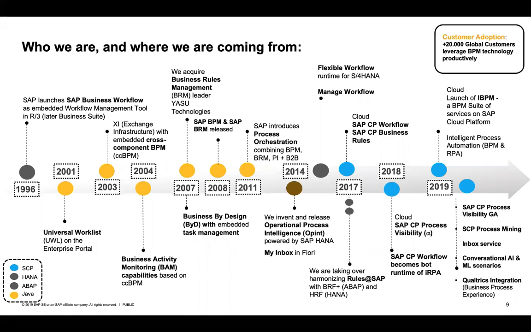Then earlier this year in August, we released SAP Cloud Platform Process Visibility. As the name says, really a service where you gain visibility across your end-to-end processes running within SAP systems or also non-SAP systems, really getting an end-to-end view. And this was also for us more or less a trigger to provide a combined solution under the umbrella of SAP Intelligent Business Process Management.